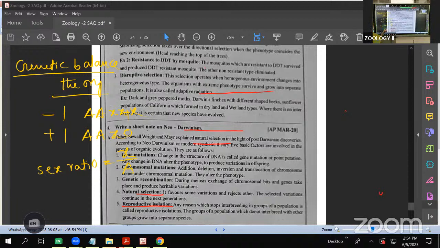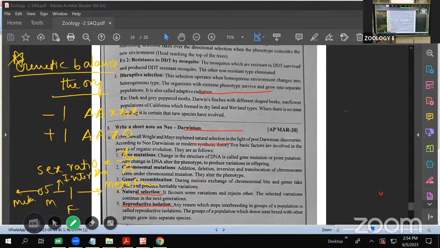For example, a ratio of one is called female, and 0.5 is called male. More than one is called metafemale. Less than 0.5 is called metamale, and between them is called intersex. Clear? This one is about the genetic balance theory. This is an important question. The tabular form is also there, so you practice the tabular form. The karyotypes are important; you can easily write them as a ratio.